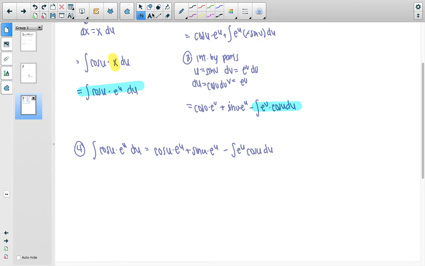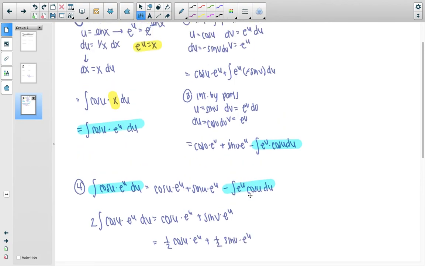So what we're going to do is add this over here to the other over here. That leaves us with 2 times the integral of cosine of u e to the u du equals cosine of u e to the u plus sine u e to the u. You're going to divide that by 2, and you get 1/2 cosine of u e to the u plus 1/2 sine u e to the u.